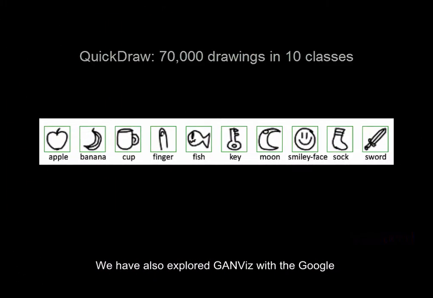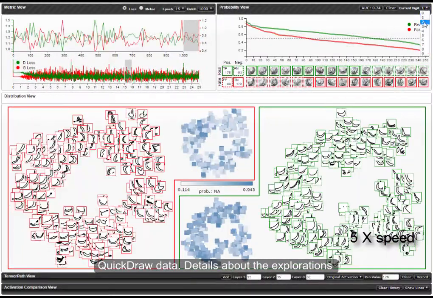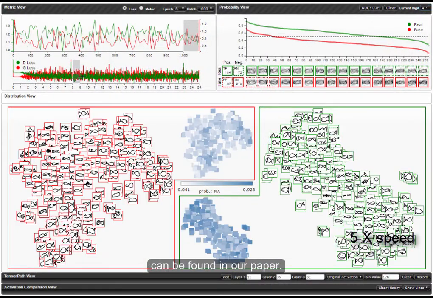We have also explored GANViz with the Google Quick Draw data. Details about the explorations can be found in our paper.